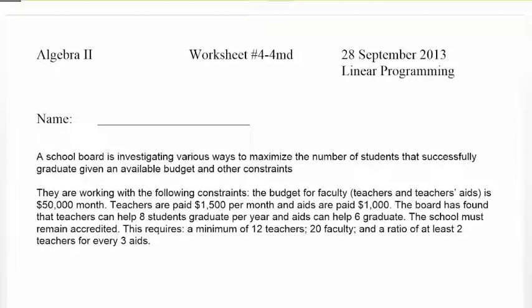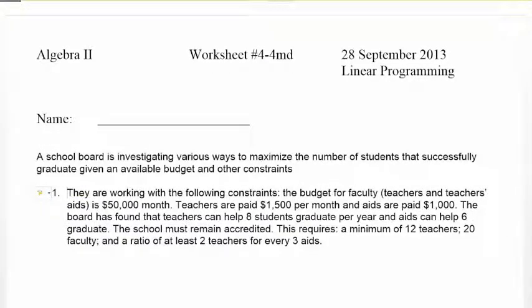A school board is investigating various ways to maximize the number of students that can successfully graduate given an available budget and some other constraints. So the first step in trying to solve this problem is to convert the constraints into mathematical equations. There are 5 constraints in this paragraph.